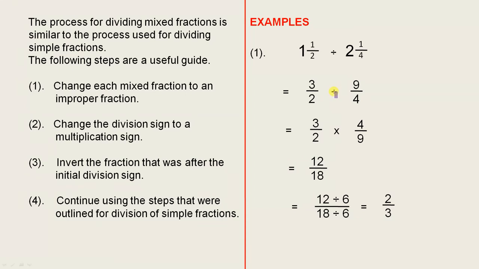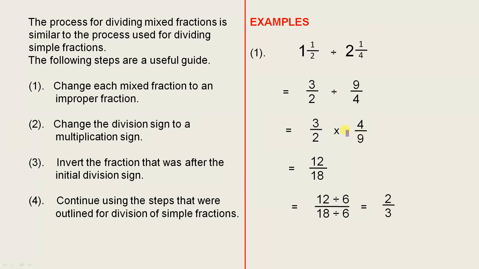So that division sign gets changed to a multiplication sign, and because we've done that, step 3 says invert the fraction that was after the initial division sign. So this was the fraction that was after this division sign, so make it 4/9. Just turn it upside down. Now just follow the normal steps.